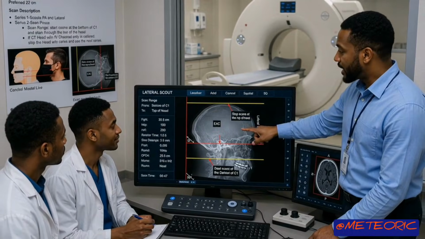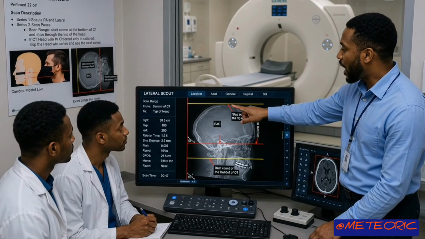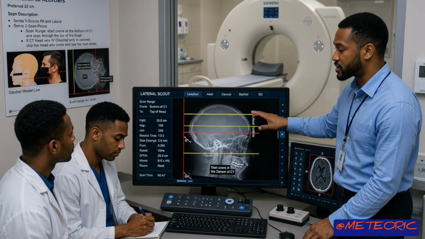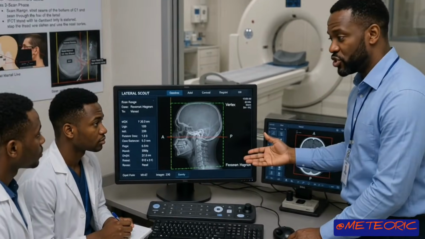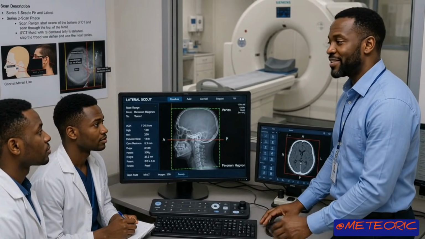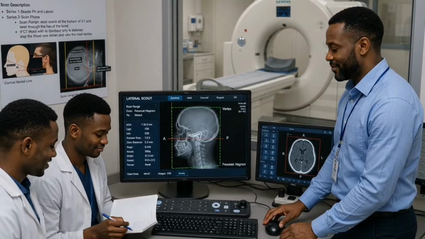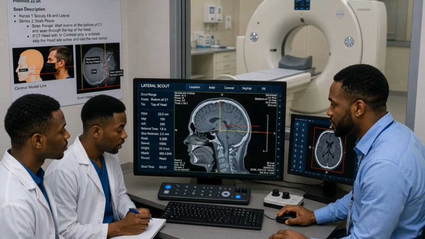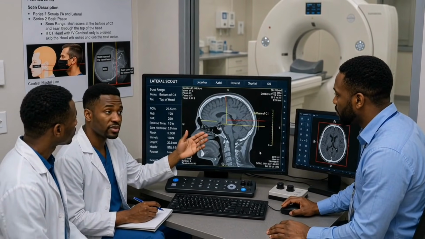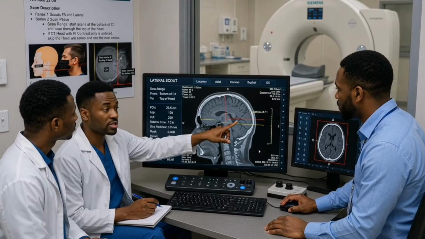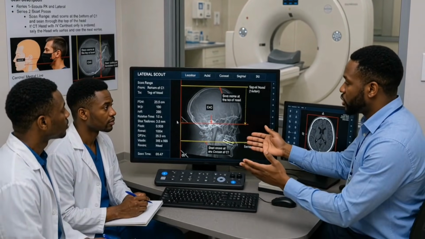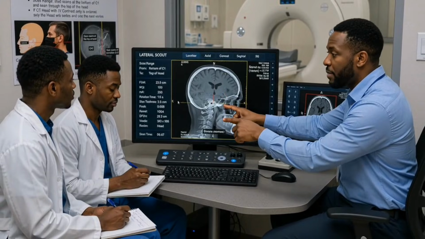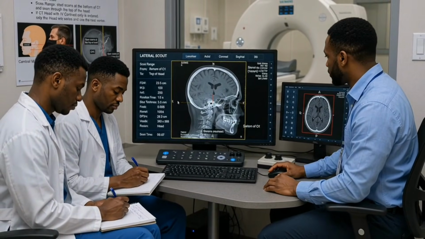Let's start by looking at the lateral SCOUT image and see how we plan our scan. After positioning the patient, we acquire the SCOUT image and use it to plan the scan. What is the usual scan range? Standard range starts from the bottom of C1 and it goes straight up to the top of the head. The routine scan range should cover the brain from the foramen magnum to the vertex.